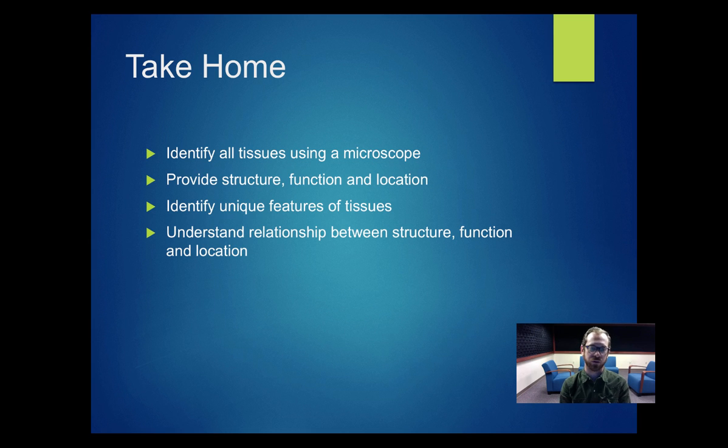This is going to be critical not only in this lab, but moving forward in the semester and in your careers. So understand, why does simple columnar epithelium have microvilli? Why does pseudostratified ciliated epithelium have cilia? And what would happen if those tissues did not have those features, or they were in a different location? This is how you start to have a good understanding of the relationship between structure, function, and location.